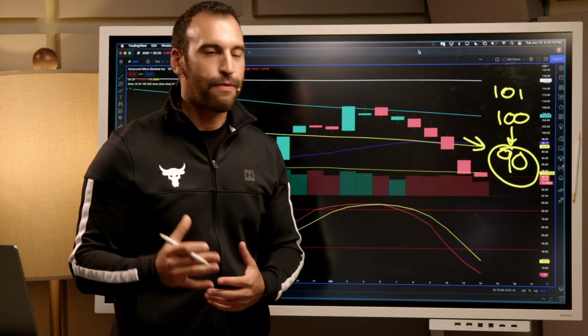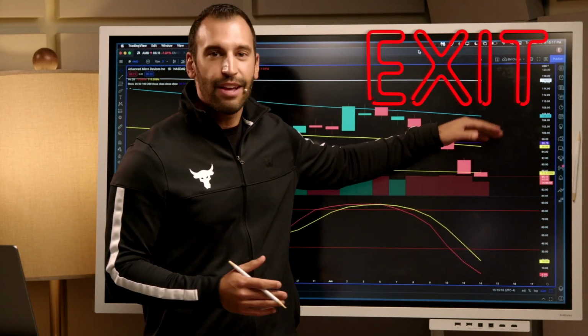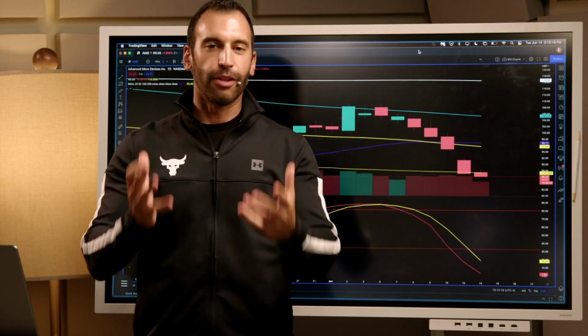So this is just a way for you to minimize risk, but it's also a way for you to get stopped out. And that is when you exit the position at 90, all of a sudden it drops to 85, you're a little bit upset with yourself. So there's different methods to doing this.